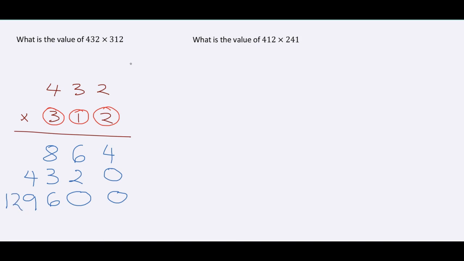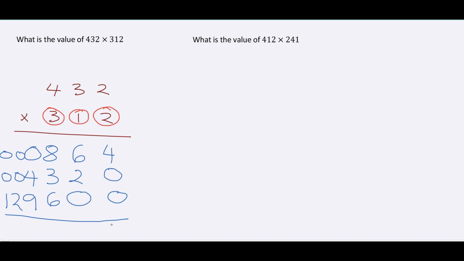So now that we've arranged these numbers vertically, we're going to replace every empty spot with a 0. So we have a 0 here, a 0 here, and a 0 here. Then we have a 0 here and a 0 here. And then we add these numbers together.